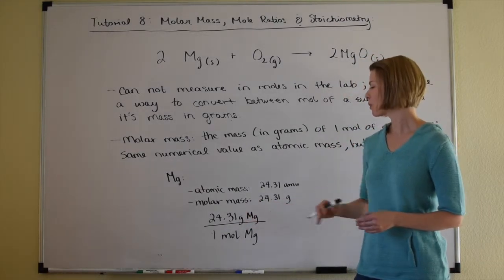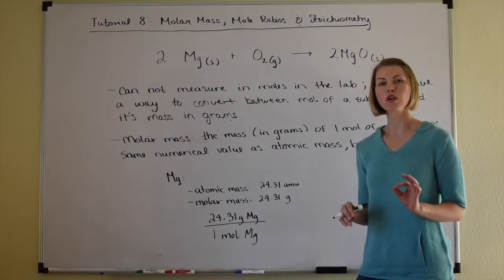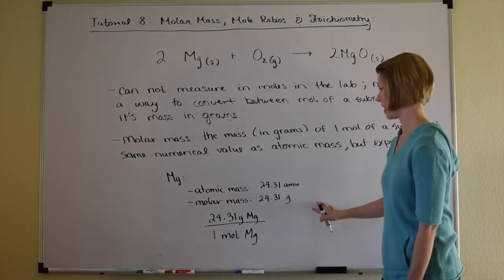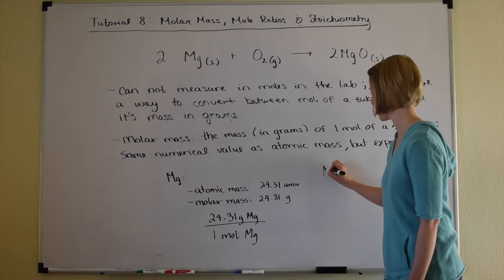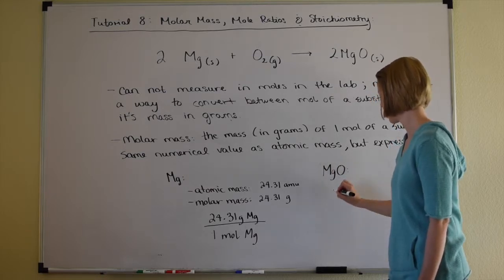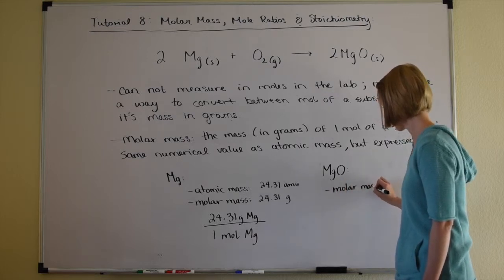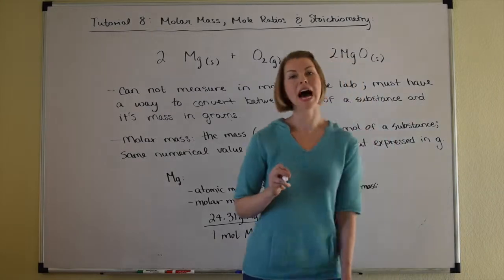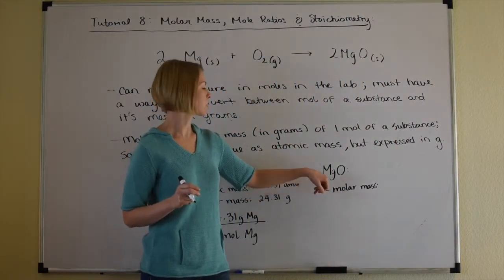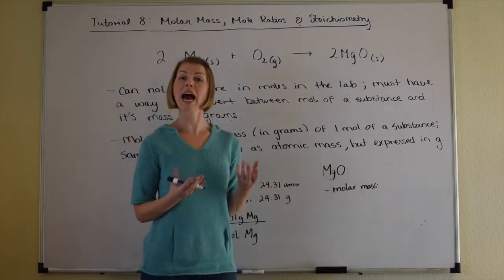All right, before we actually show how I'm going to use that in calculations, let's do a molar mass for a compound. Okay, it's not really that much more difficult, but I certainly do want to show it. So let's do the molar mass for magnesium oxide. The molar mass is going to be the mass for 1 mole of magnesium atoms, as well as the mass for 1 mole of oxygen atoms. So we're just going to add them together.